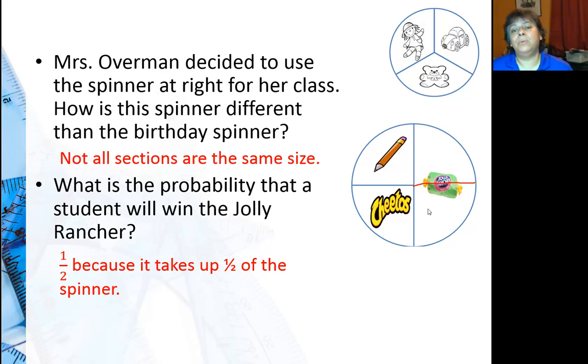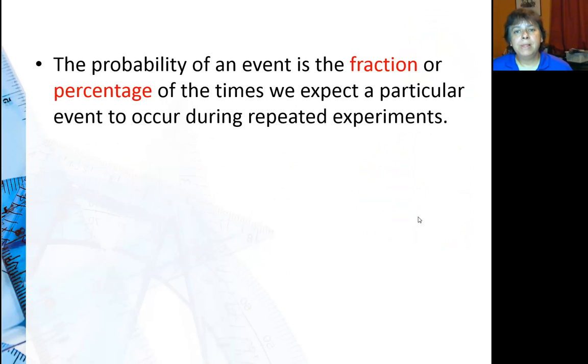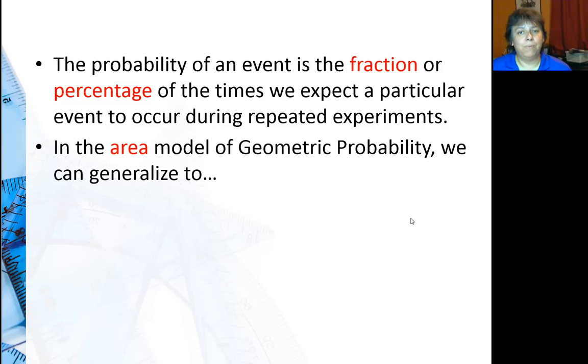I did the line for my sixth graders, but most of the time as adults we can see, oh, Jolly Ranchers take up half the spinner, so it's half of the probability. So the probability of an event is the fraction or percentage of the time we expect it to happen. If I expect it to happen half the time, the probability is 1/2. If I expect 1/4 of the time, it's 1/4.